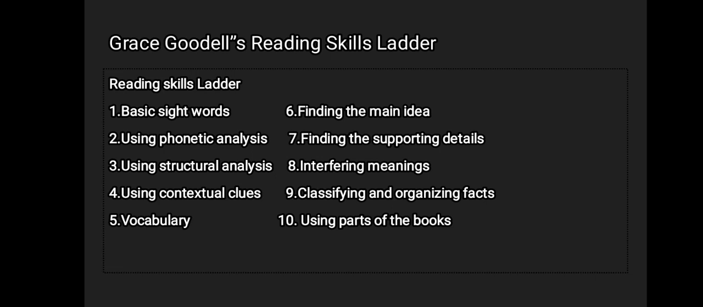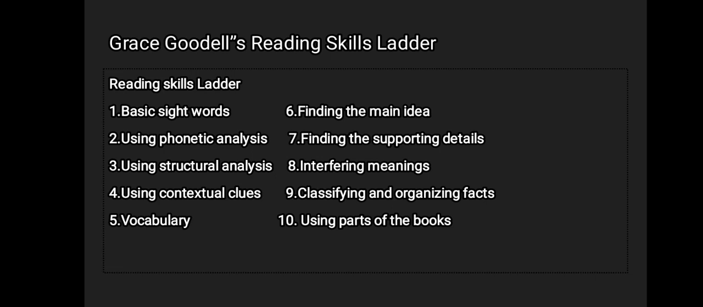Number 8 is inferring meanings, drawing conclusion. Drawing conclusion refers to information that is implied or inferred. This means that writers often tell you more than they say directly. They give you hints or clues that help you read between the lines. Using the clues to give you a deeper understanding of your reading is called inferring.